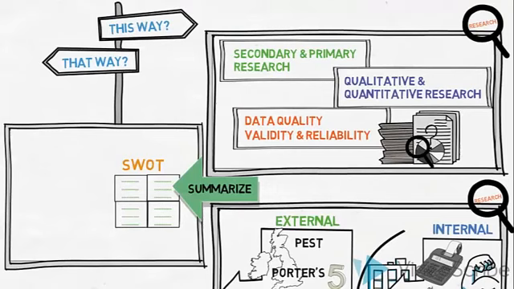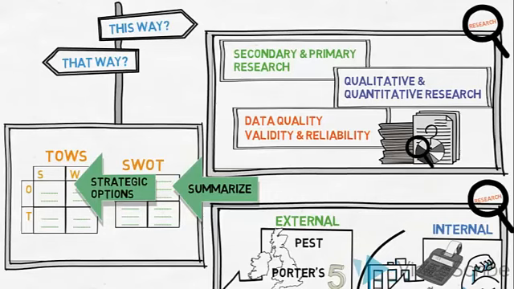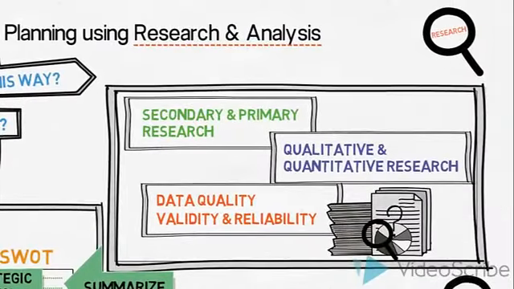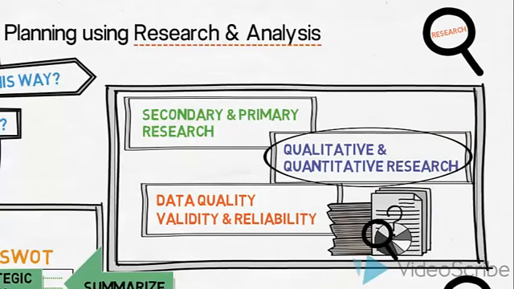This might be followed by a TOWS model in order to identify several strategic options to choose between. This will enable them to make informed strategic decisions about which direction to take. Qualitative and quantitative research is what we will address with this video. So what is qualitative and quantitative research, and how could we go about using these two types of data?